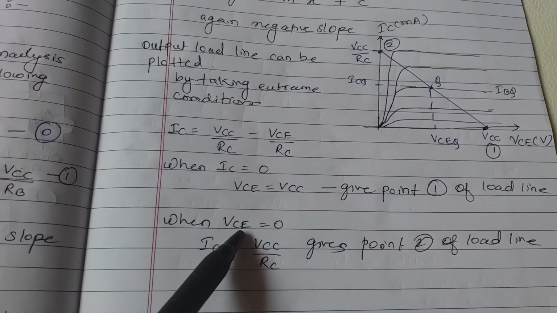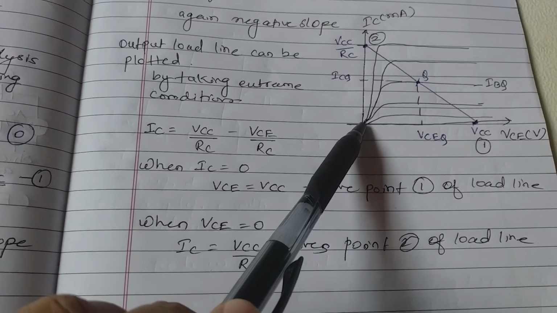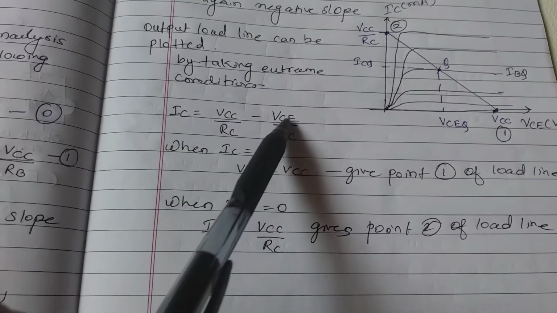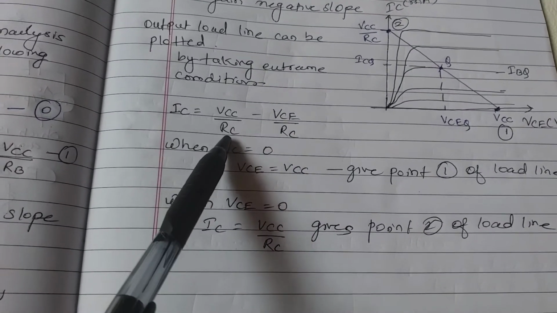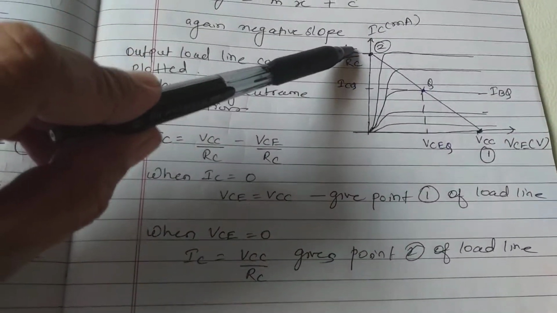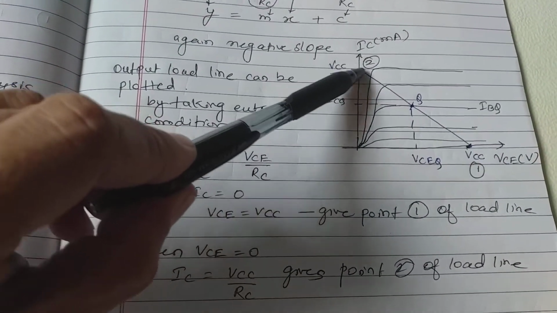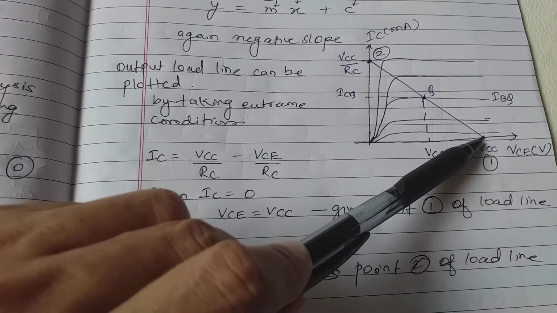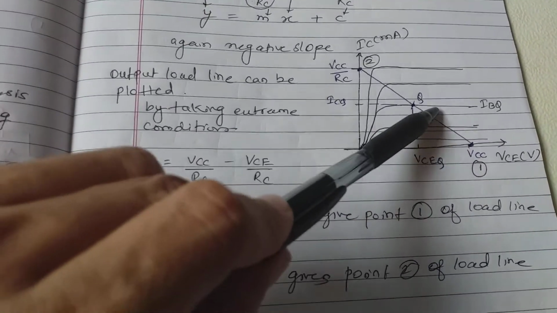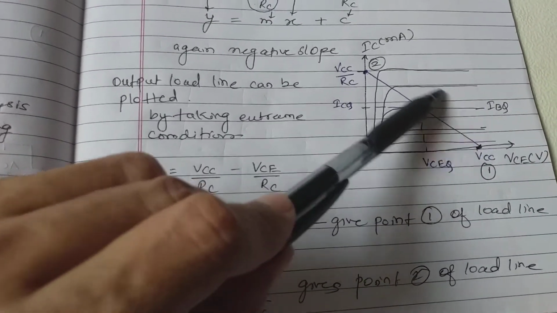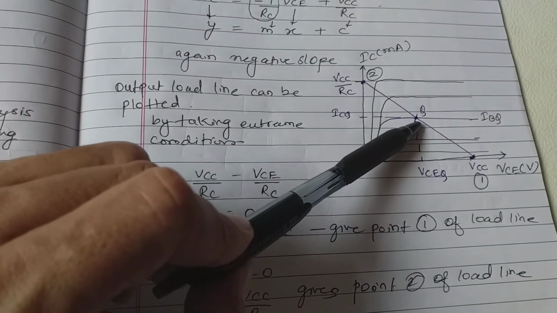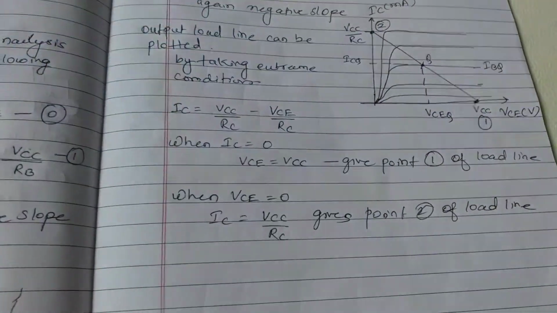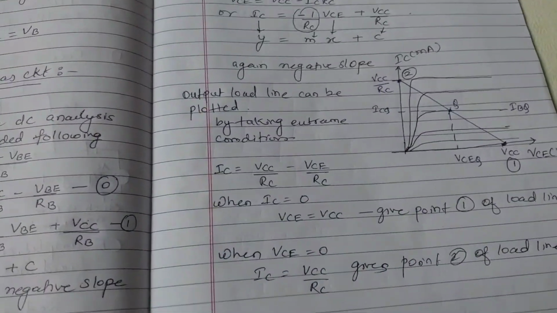And when we put VCE equal to 0, we get IC in this equation: IC is equal to VCC upon RC. This is the second point we got. By joining these two points 1 and 2, we get the output load line. When this load line intersects the particular value of IBQ, we get ICQ and VCEQ. This is called the load line analysis of the fixed bias configuration.